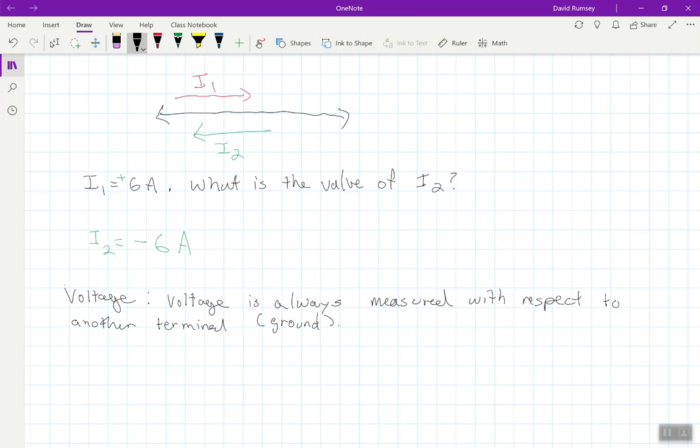Now, one common one that we measure it with respect to is ground, but we don't always measure voltage with respect to ground. But that is one that we typically do. And ground, as a side note, is 0 volts. We just define ground to be 0 volts. All right, so voltage is always measured with respect to something.